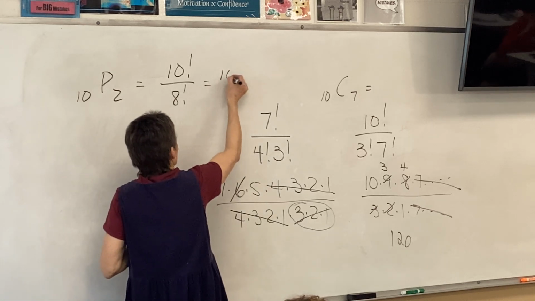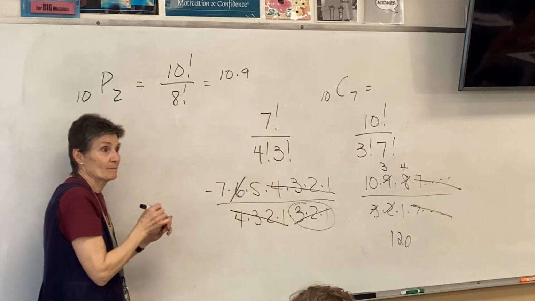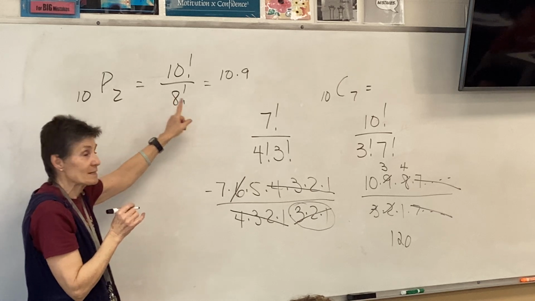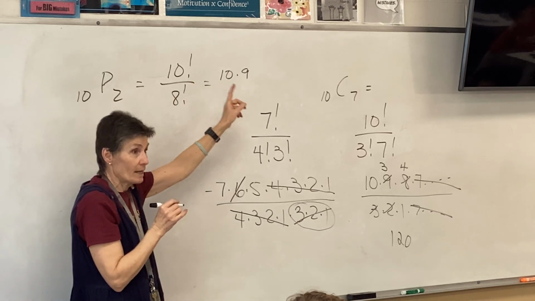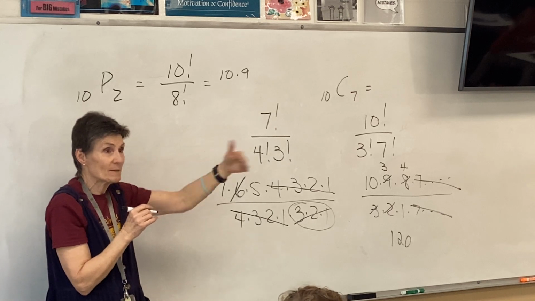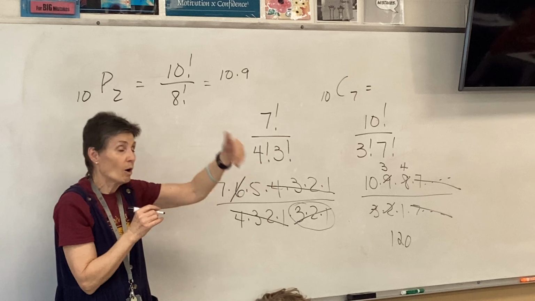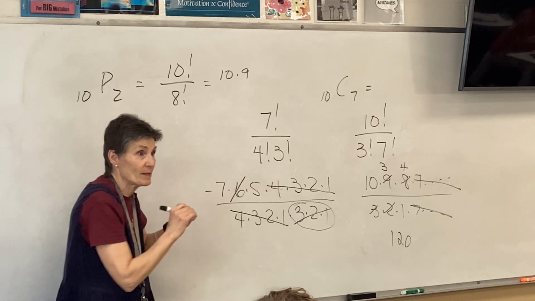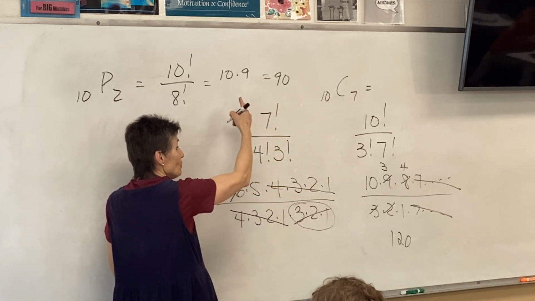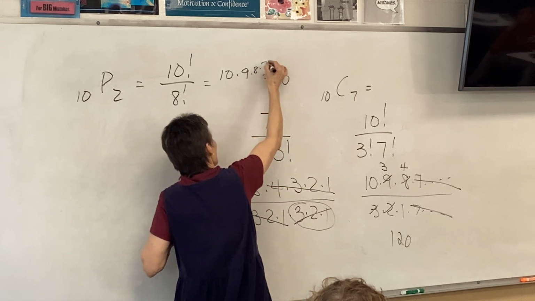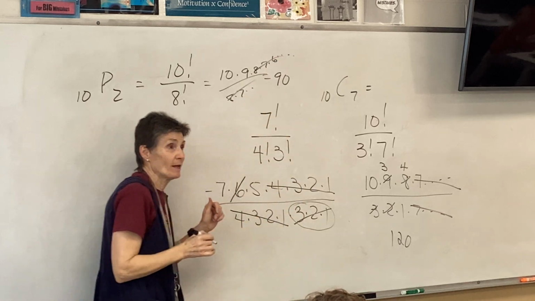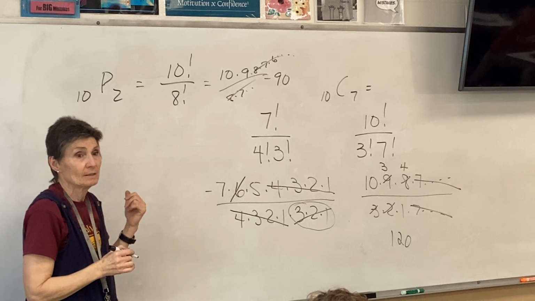So isn't this just gonna be 10 times 9? What happens after 9? 8, 7, 6, 5, and then what happens to the denominator? Don't we cancel out from the 8's on? So all I have left is 90. The answer is 90. Now, if that is too much for you, then write it out. Write out all of it, and you'll see that all that cancels and you're left with just the 10 and the 9.